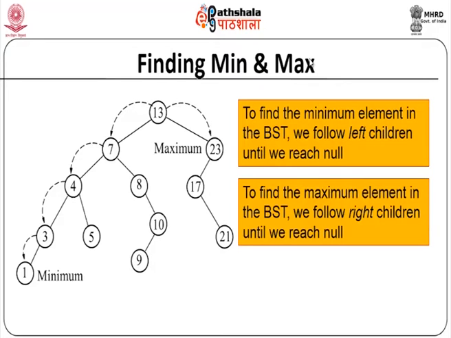You start again with the root, and you keep traversing till there are no right subtrees. So, 13 has a right subtree, so you go to the right, you have 23. 23 does not have a right subtree, so 23 is the maximum element. So, this is the way of finding the minimum and maximum element.